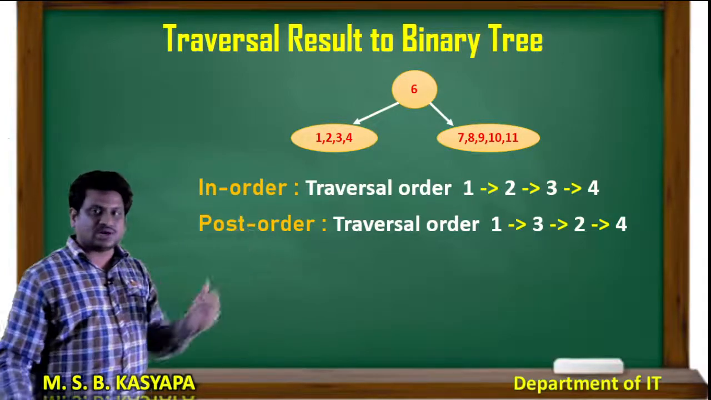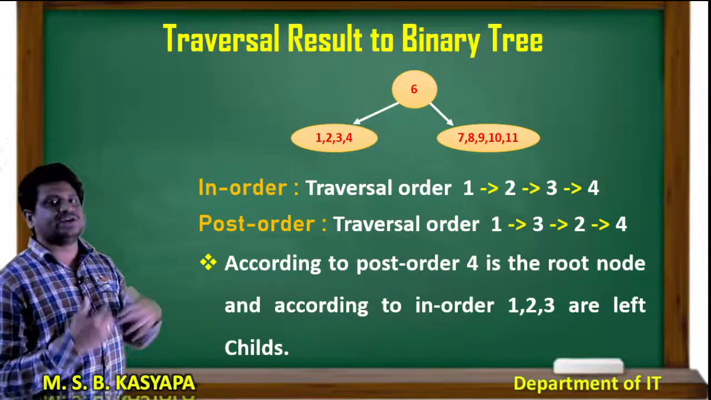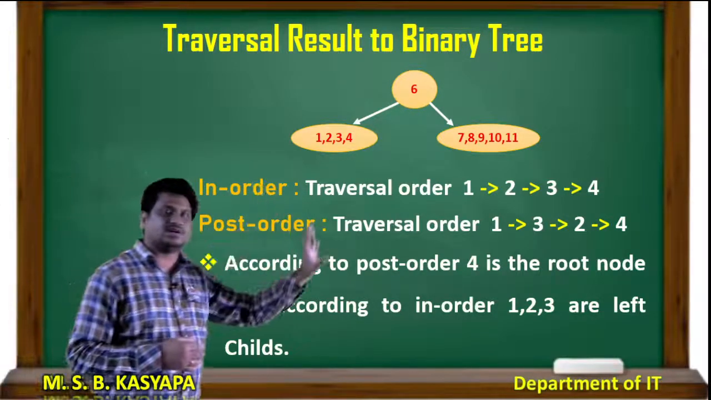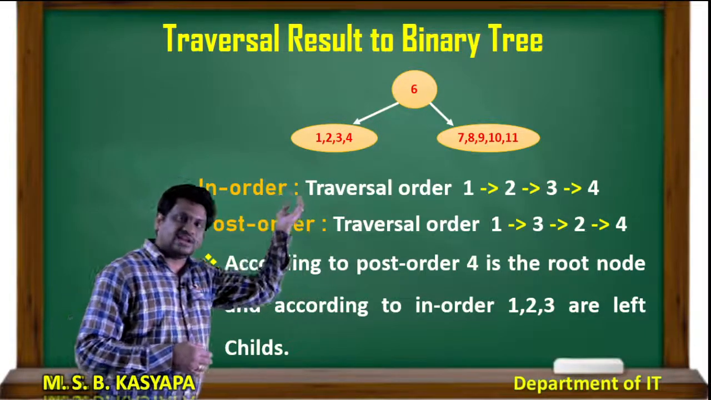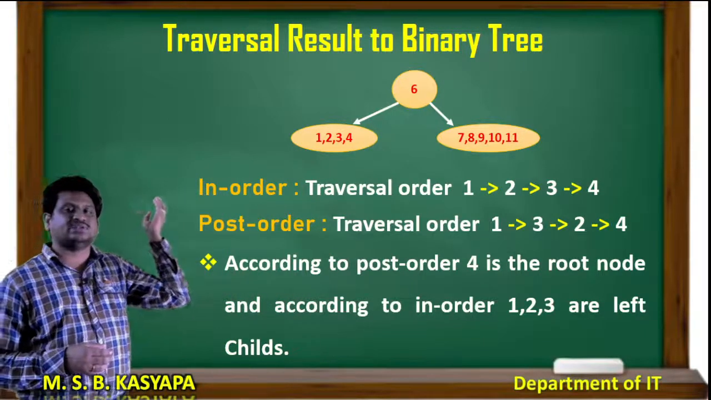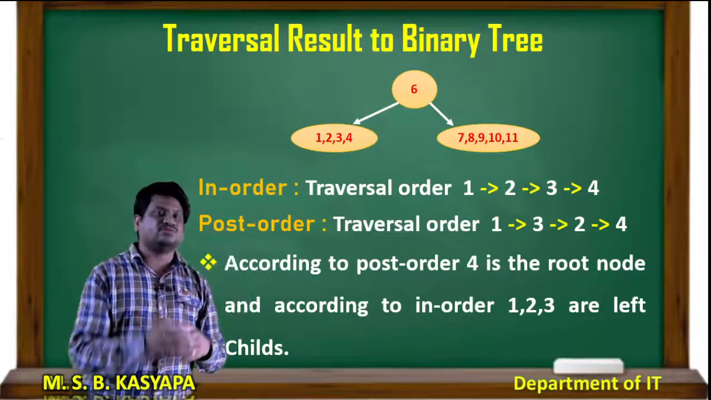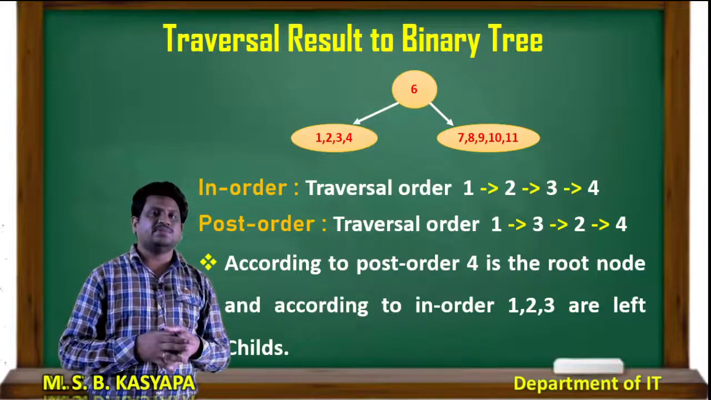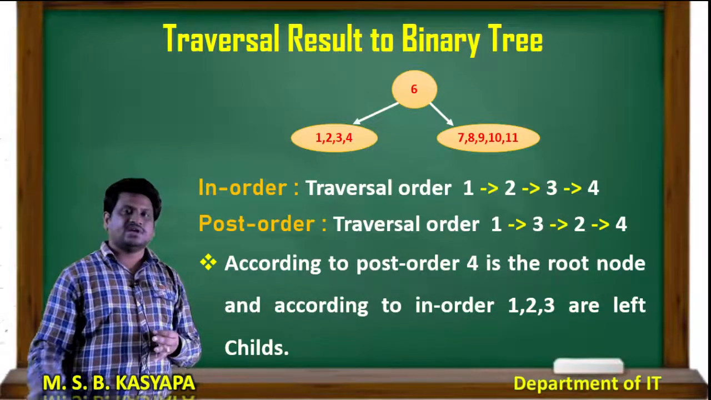So in this, what is the root node? 4 will become the root node. According to the in order, 4 is at the last. That means whatever elements are available on the left, that is 1, 2, 3, are left children, and after 4 we don't have any children. So 4 doesn't have any right child.